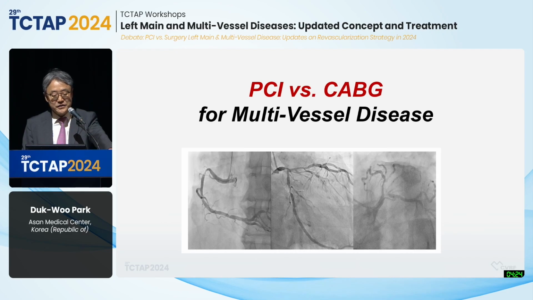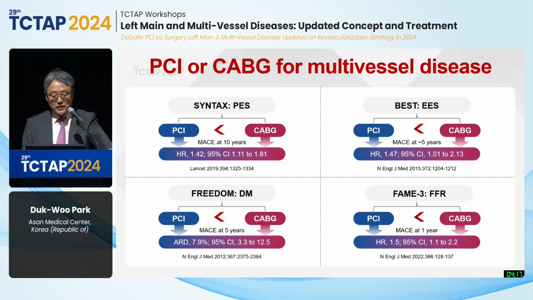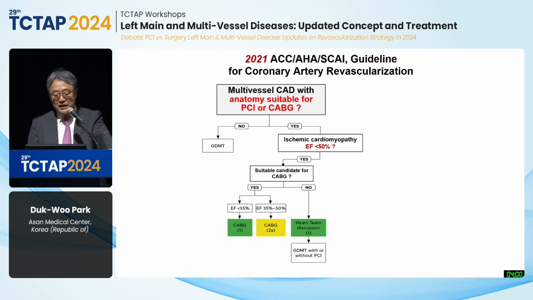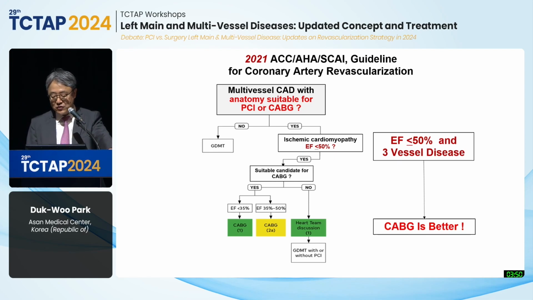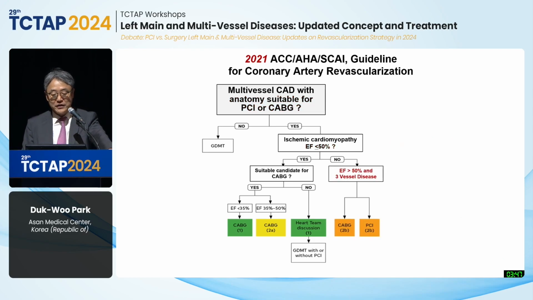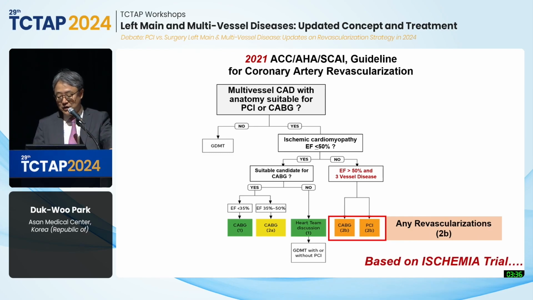Another part is multivessel disease, PCI versus bypass surgery. In the longest follow-up studies, the SYNTAX trial, BEST, FREEDOM, and the most recent FAME 3 trial, all trials consecutively showed bypass surgery was better, and the primary endpoint in most trials included repeat revascularization. In the current recommendation, with low ejection fraction, less than 50, and three-vessel disease, bypass surgery is better. This is mainly based on the STICH trial. When ejection fraction is nearly normal in three-vessel disease, PCI is 2B, mainly based on the ISCHEMIA trial.